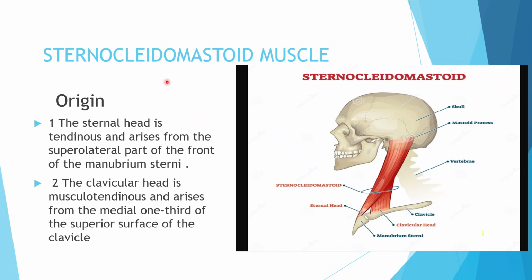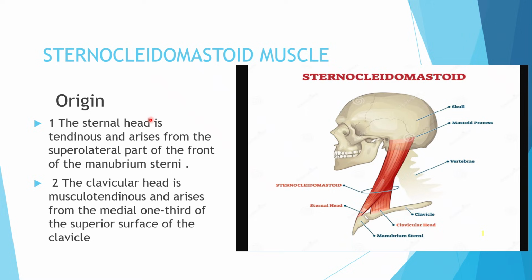The term sternocleidomastoid includes three words in itself. Sterno means sternum, it is related to the sternum. Cleido means clavicle. Mastoid means mastoid process.